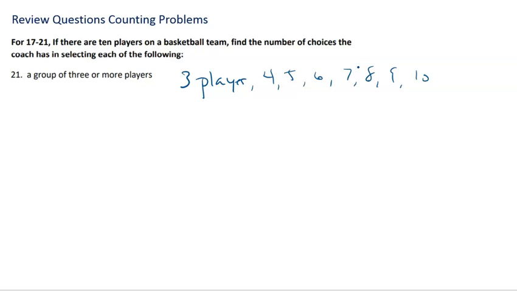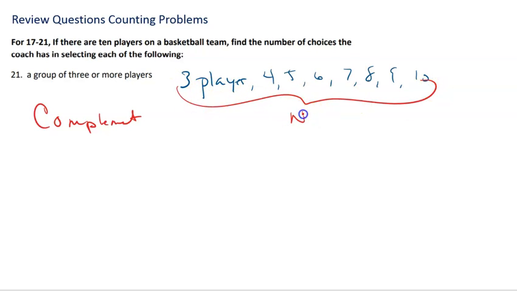I'm thinking that the complement would be a little bit easier, and the complement would be how many do you have total in terms of subsets of players? So how many subsets are there? That's what we're going to find first, and then we're going to subtract out not this. So not more than 3.